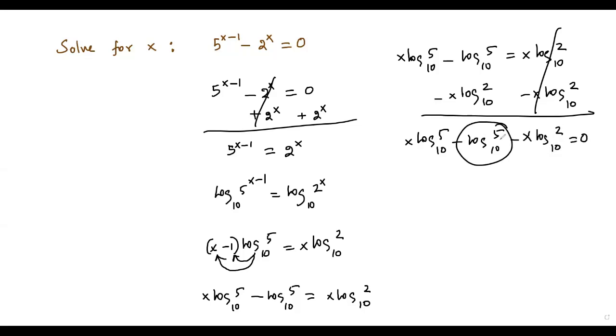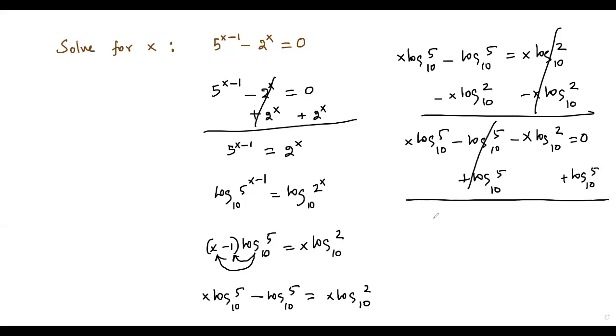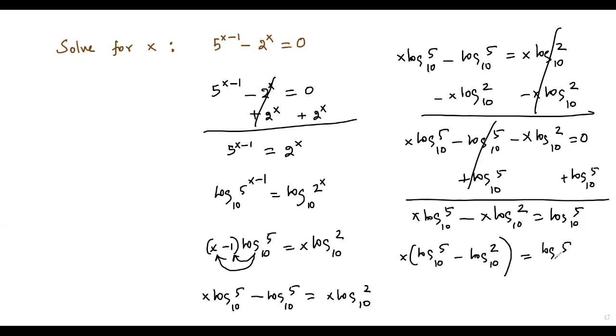Actually, this term does not contain the variable x, so we can move this term to the right side. For that, I have to add log base 10 of 5 to both sides. When I do so, this one will cancel out. I get x times log 5 minus x times log 2 equals log base 10 of 5 on the right side. Now we can factor x out from these two terms. If I factor x out, I get x times log 5 minus log 2 equals log 5, all to the base 10.